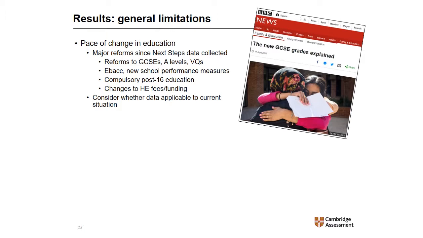And if we think of the changes to the education system in England since then, we've had reforms to GCSEs, we've had reforms to A-levels and vocational qualifications, we've had the introduction of the EBacc, we've had the introduction of Progress 8. We've had changes to post-16 education, it's now compulsory, and we've had changes to higher education fees and funding. It's huge changes since 2004. So we have to consider very carefully whether the data is still applicable to the current situation. Now, in many cases, it will be, but we do have to be careful to think, does the data still apply to the current situation?